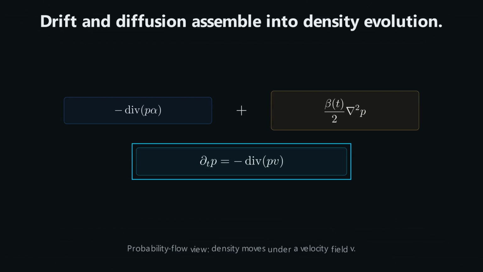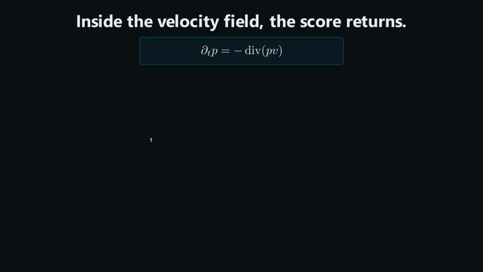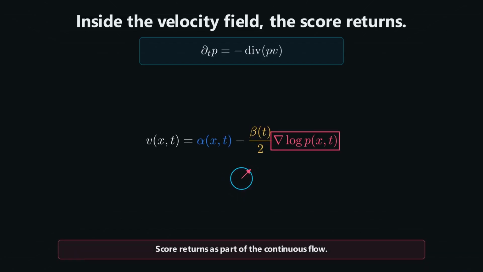But now look at the velocity field. v of x and t equals alpha of x and t minus beta of t over 2 times nabla log p of x and t. And there it is again. The score, nabla log p of x and t. The same score compass from the discrete story returns inside the continuous probability flow. This is the bridge between the two worlds.